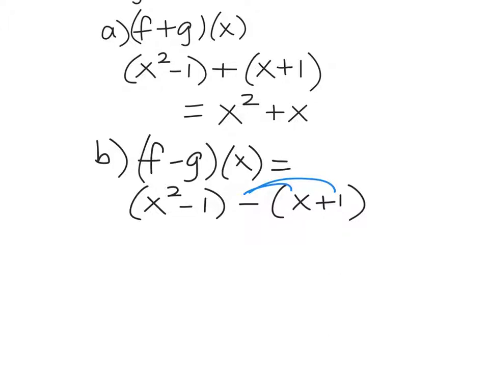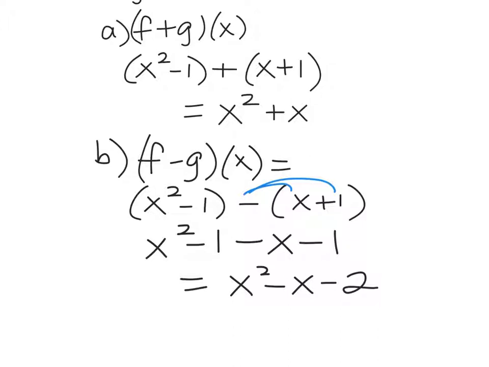So if all these parentheses bother you, you can get rid of them. You can write x squared minus 1 minus x minus 1 like that, and then combine your like terms if that helps you, okay? No problem with that. So this would be x squared minus x minus 2. You don't need to factor that or anything, just leave it as is.